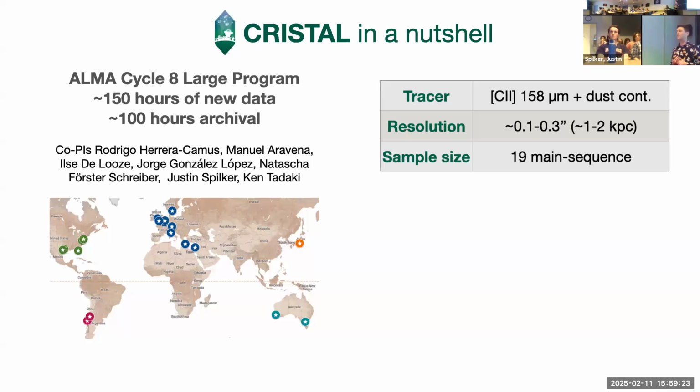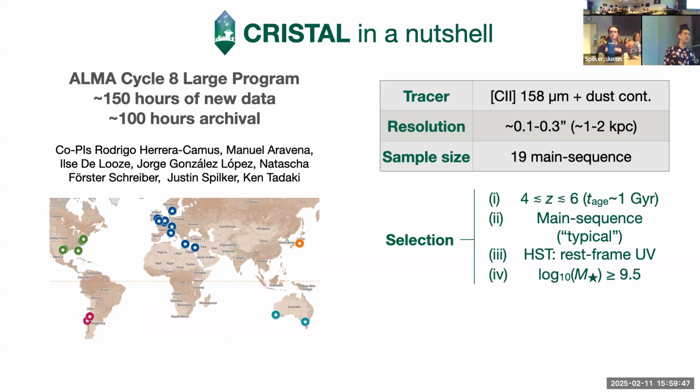that far infrared fine structure line. We picked it because it's bright. That's basically the main reason. So that's the useful part. We're aiming to get down to spatial resolution of 0.1 to 0.3 arcseconds, which is roughly 1 or 2 kiloparsecs. We originally proposed for this sample to be 19 typical main sequence galaxies. I'll show you what that means in a second.